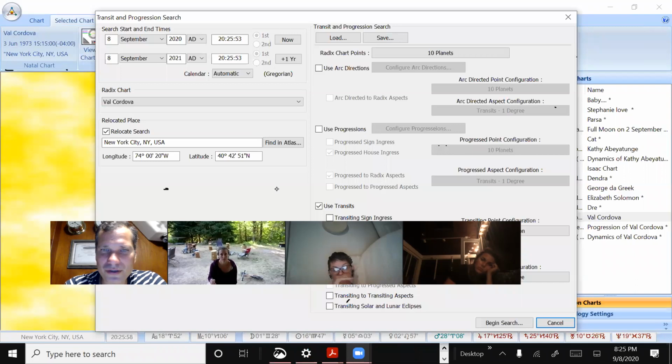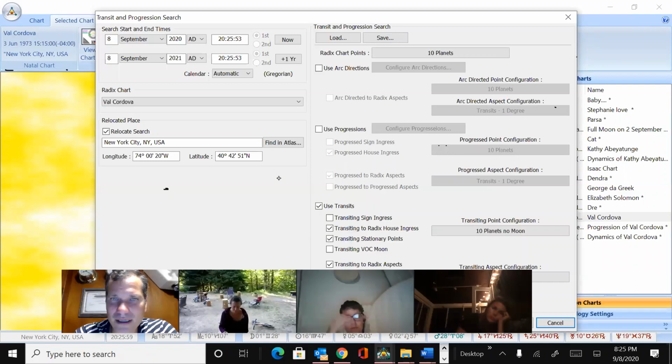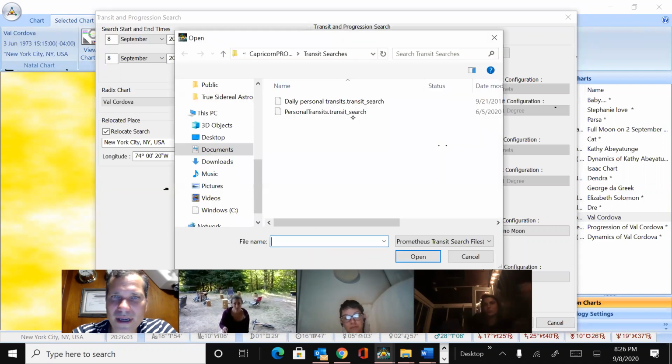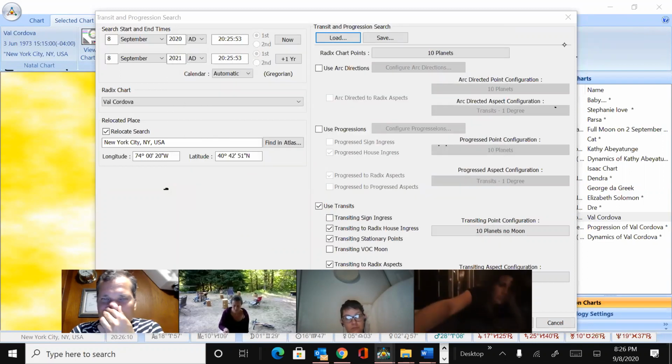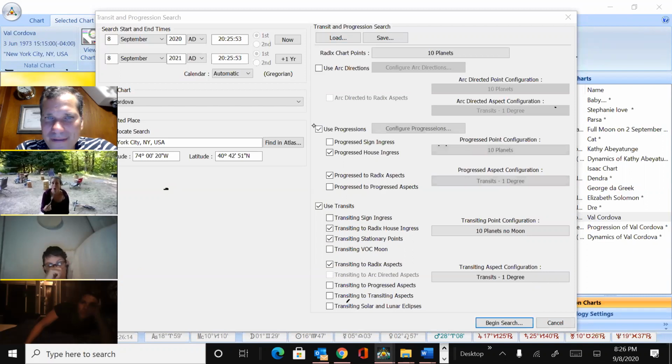You can choose, you don't have to load these settings right here. These are just settings that we normally have right here, right? That's what we normally do. But you can go over here. You can just use only progressions.